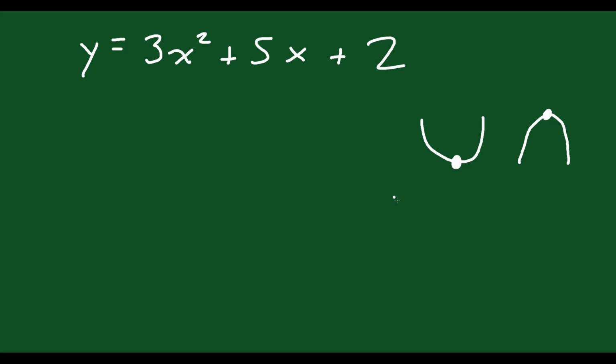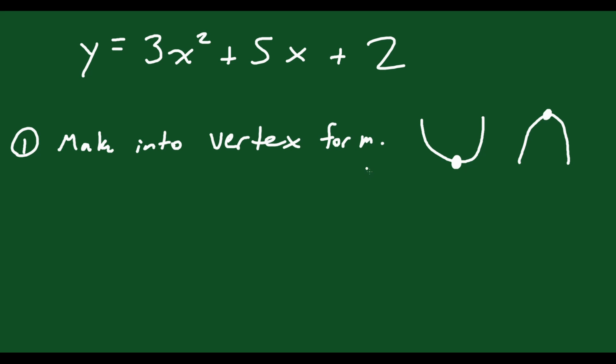So if I wanted to figure out what this is, I have a couple different methods I could use. First, I could put it into vertex form, right? That's my first option. If I want to do that, well, we just have to complete the square. So let's practice that because we haven't done that in a little while.